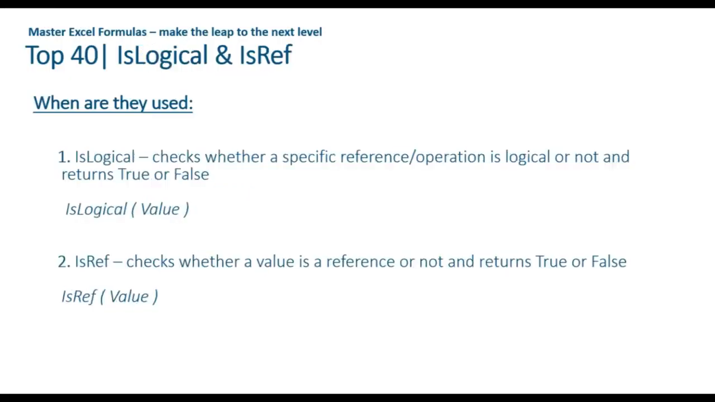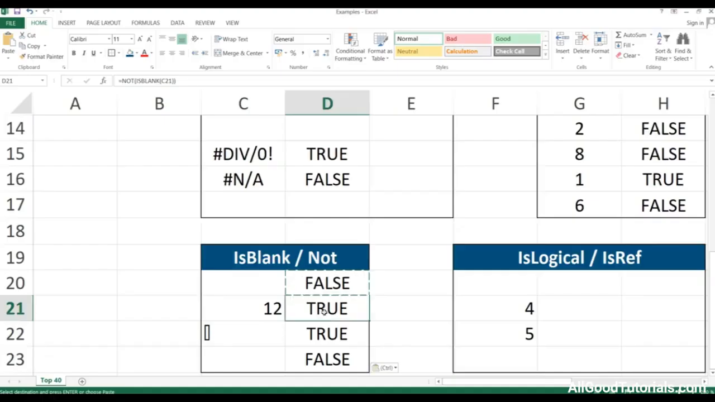Back to the presentation. The next two formulas are isLogical and isRef. IsLogical is a formula that purely checks whether there is a logical operation within the brackets. It returns true if there is, returns false if there isn't. The isRef formula checks whether a value is a reference or not, and returns true if it is, false if it's not. The examples here again, so let me show you.